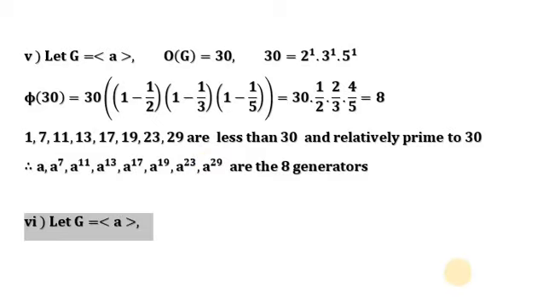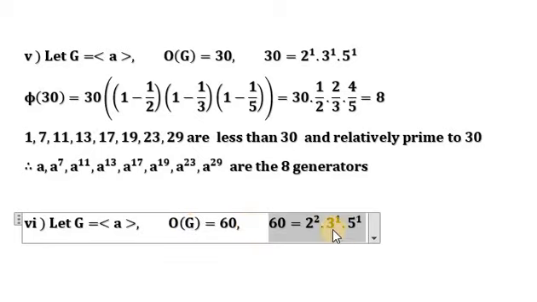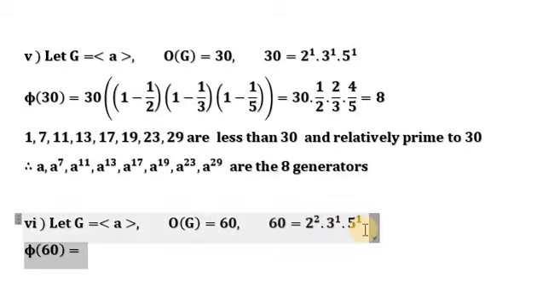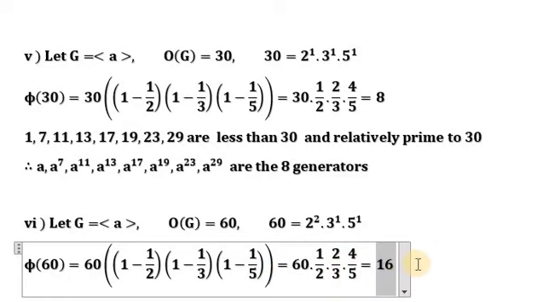We'll work out another problem. Let G be a cyclic group generated by a and the order of G is 60. Now the prime factors of 60 are 2, 3, 5. 2 square into 3 into 5. So 2, 3, 5 are the prime factors. Therefore phi of 60 is equal to 60 into 1 minus 1/2 into 1 minus 1 by 3 into 1 minus 1 by 5. So simplifying this, we get 16. So there are 16 generators for this group.